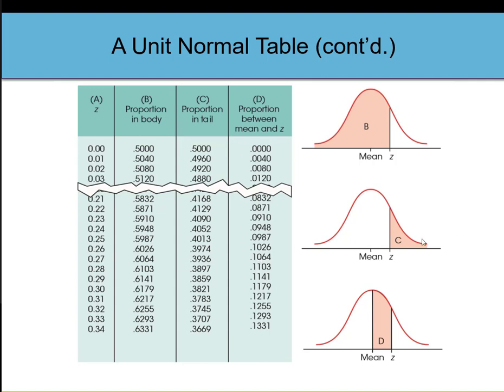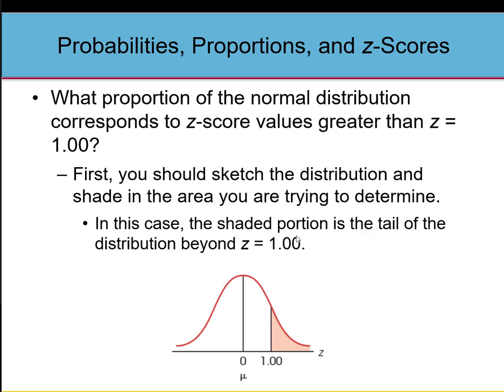The proportions will be the same going this way as it will be going this way. So, what proportion of the normal distribution corresponds to z-score values greater than z equal to 1? First, you need to sketch out your normal distribution, right? So we put our z-score at 1, and we want to know greater than. When we do that, greater than points to the right, so we're going to be looking to the right.